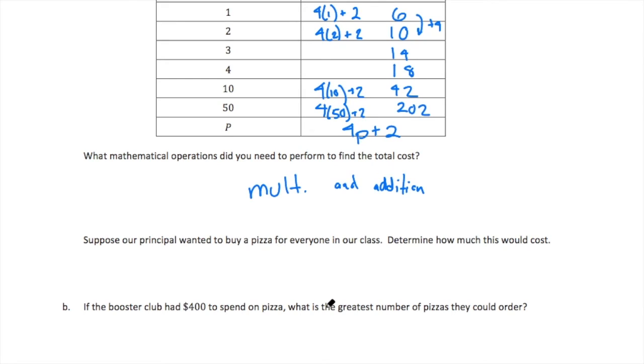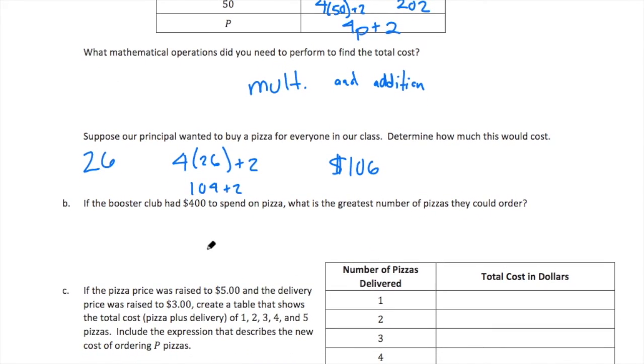So we can use this to figure out for our class specifically. Our class has 26 students, and so if we take 4 times our 26, add 2 more dollars for the delivery charge, we have 104 plus 2, or $106 total for the pizzas for our class.